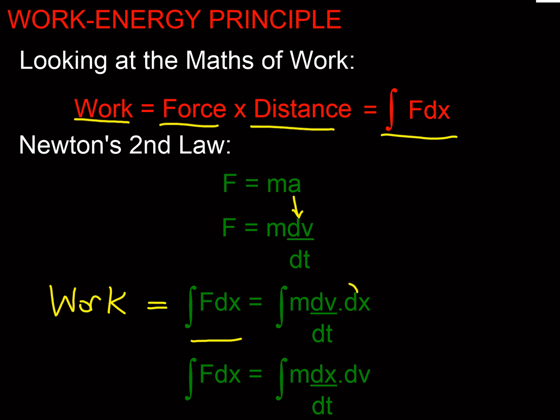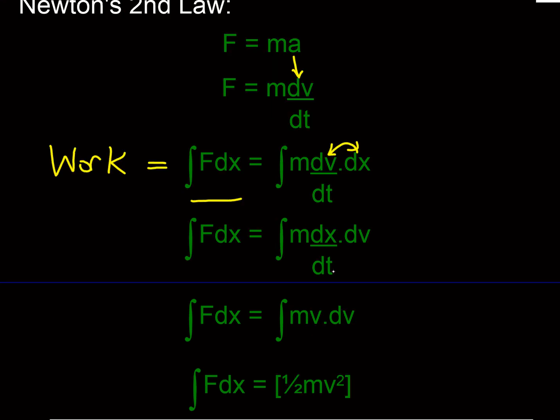Now we're going to do something here: we're going to swap these two over, and that's a legitimate thing to do when we're looking at the infinitesimals. And what does that have the effect of? Well, here we've now got dx by dt, which we know to be v. So what we've actually got here is the integral of mv dv, so the integral of momentum dv. And the integral of v dv is v squared over 2, isn't it? So the result is a half mv squared.